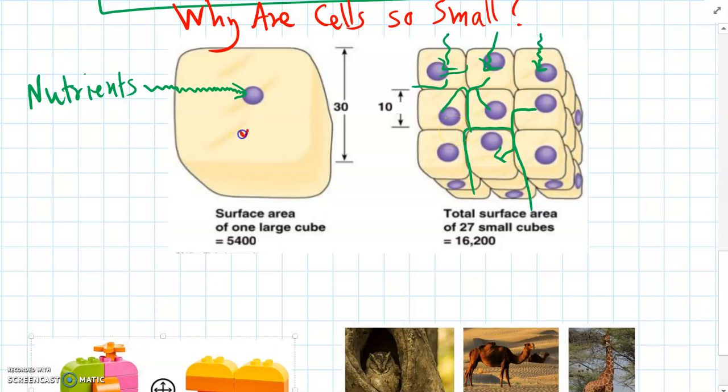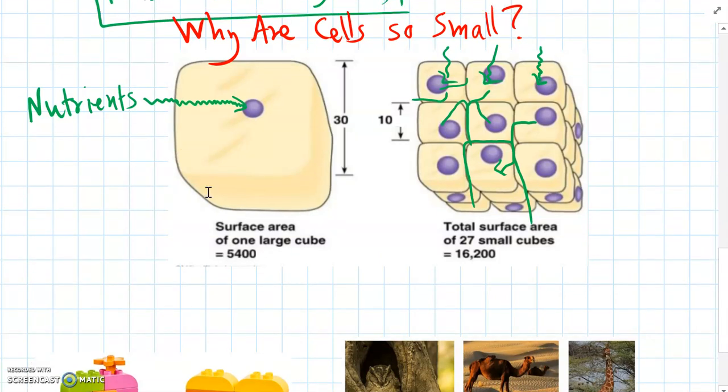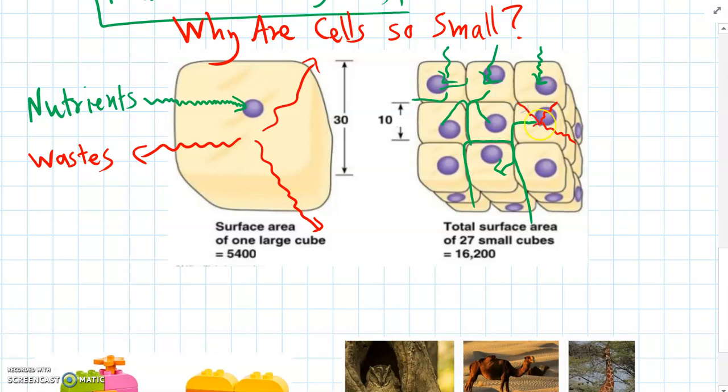And on the other hand, when wastes are coming out of the cell, it's exactly the same. So when wastes come out of the cell, it takes a long time for wastes to get out of a large cell. They have a long way to travel. But for small cells, wastes can easily travel from the middle and then leave the cell. So that's the main reason cells are so small. Nutrients and wastes, the time to travel through the cell is less.